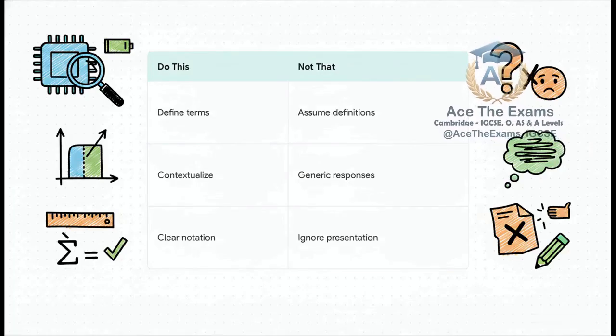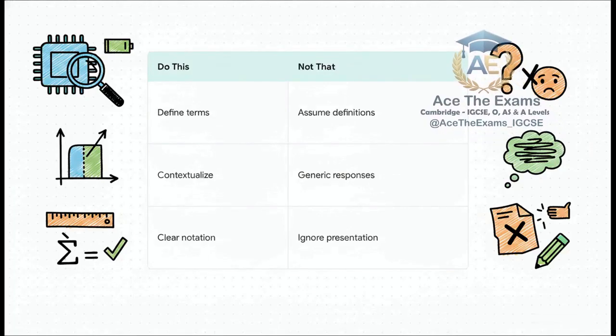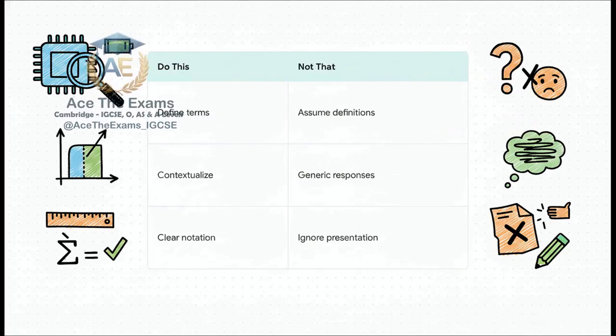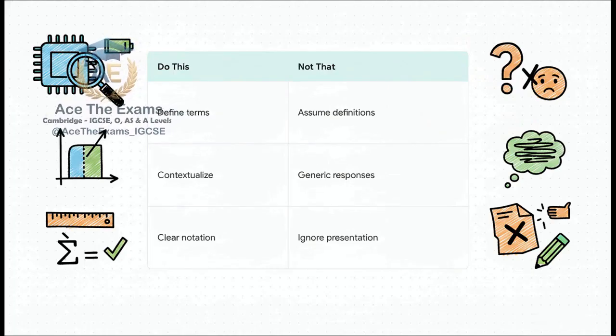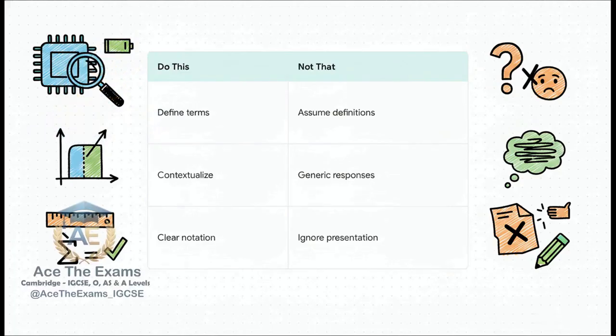Let's do challenge number 2. Look at this side-by-side comparison. There is one hidden critical error here that forfeits up to 5 marks in an extended response. On the "not that" side, you see assume definitions, write generic responses, and ignore presentation. The critical error I'm highlighting live for you right now is writing a generic response.